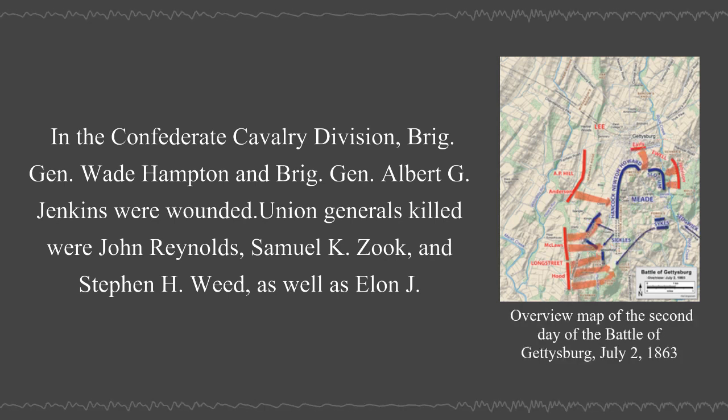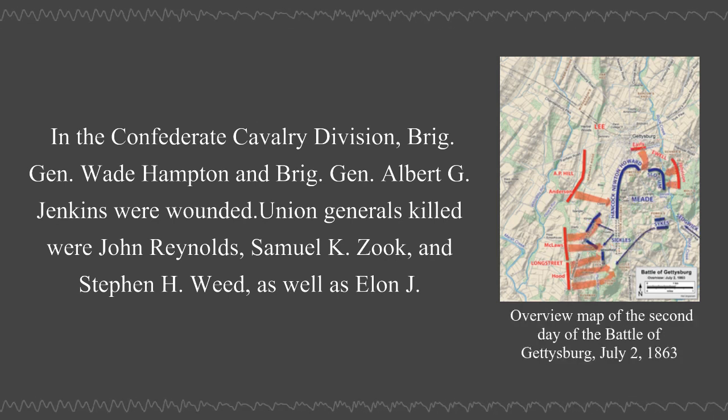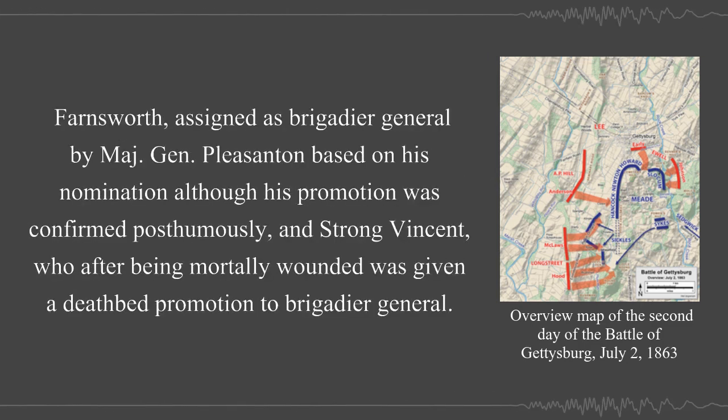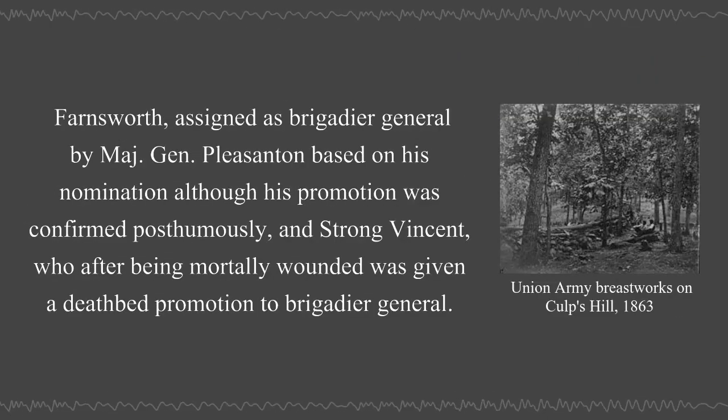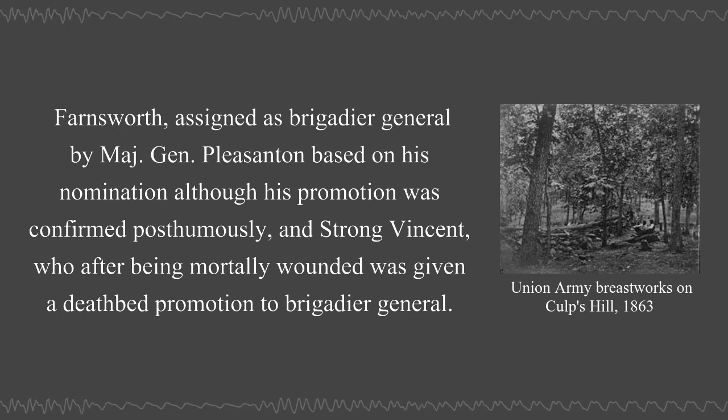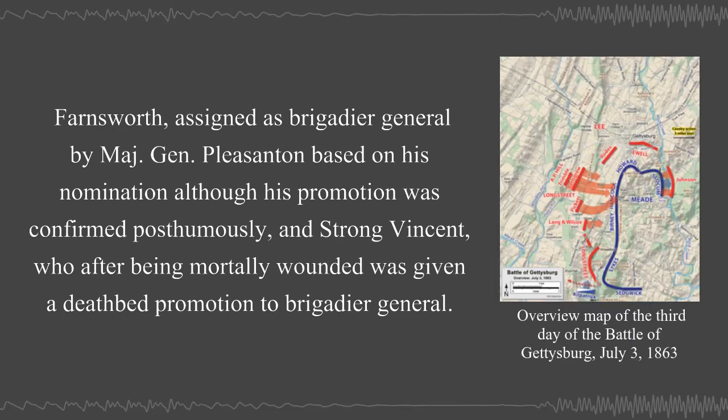Union generals killed were John Reynolds, Samuel K. Zook, and Stephen H. Weed, as well as Elon J. Farnsworth, assigned as Brigadier General by Major General Pleasonton based on his nomination, although his promotion was confirmed posthumously, and Strong Vincent, who after being mortally wounded was given a deathbed promotion to Brigadier General.